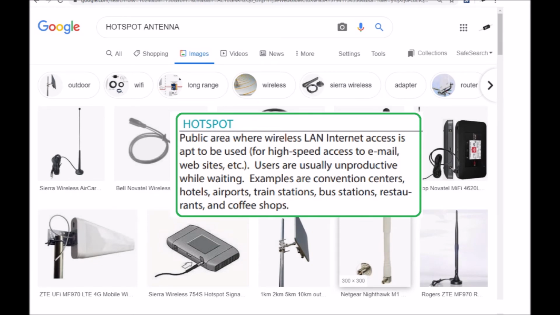Hot spot: not private but a public area where wireless LAN internet access is apt to be used for high-speed access to email, websites, etc. Users are usually unproductive while waiting. Examples are convention centers, hotels, airports, train stations, bus stations, restaurants, and coffee shops.